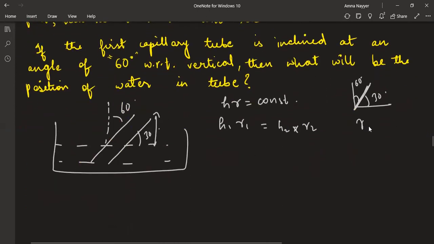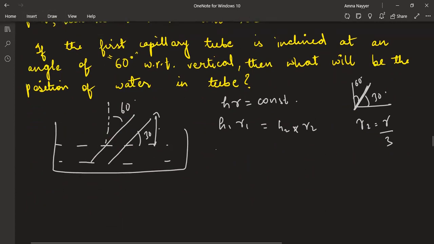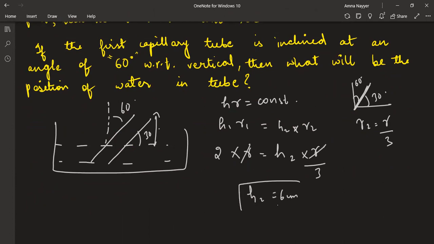This means R2 is R by 3. So that becomes H1. H1 is given as 2 centimeters. Let me use 2 centimeters only. 2 into R. H2 is to be calculated. R2 is R by 3. H2 becomes 6 centimeters. This is the answer for the first part.